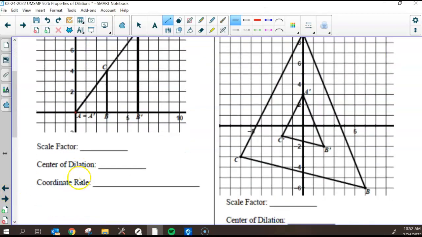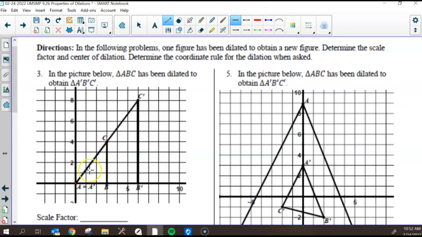Okay, for some of them, it has a coordinate rule. We'll address that when it's time. Do you see these two figures? Which one is the original? Since this is A, B, C, and this is A prime, B prime, C prime, the smaller one is the original one. So what is the scale factor then?